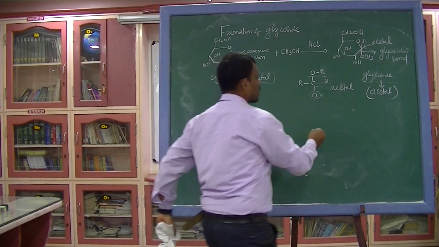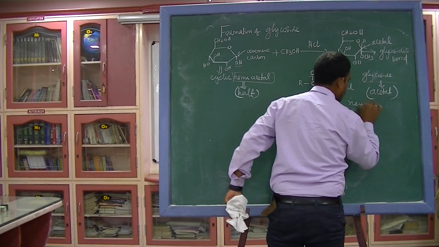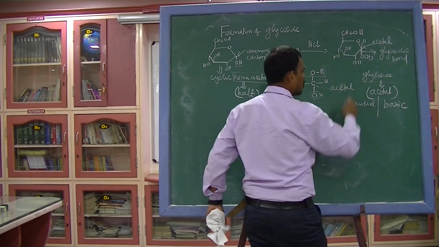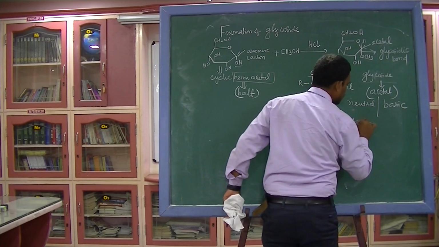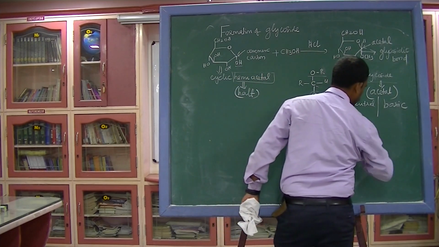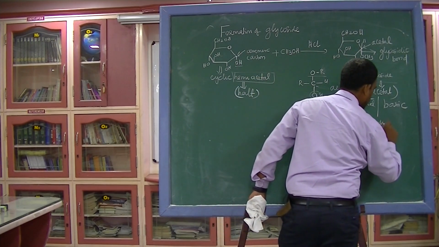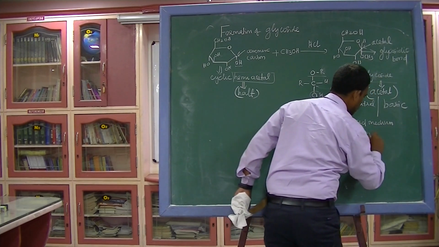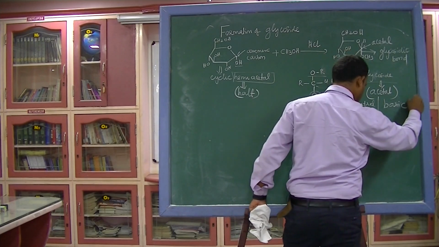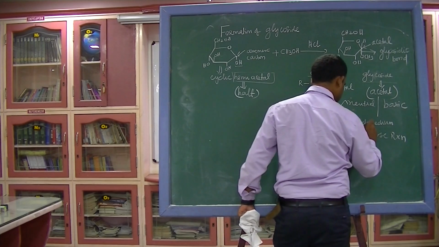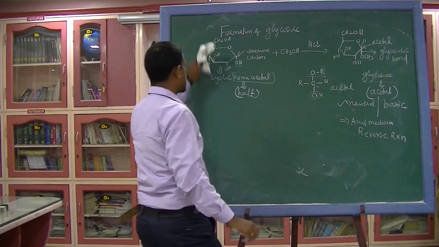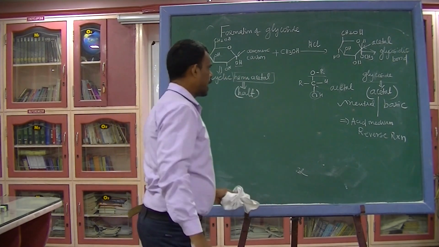Acetals are stable in neutral as well as in basic medium, whereas in acidic medium they are converted back into the corresponding hemiacetal plus alcohol. So in acidic medium the reverse reaction happens. It is stable only under neutral or basic conditions, whereas in acidic medium the acetal is converted again into the hemiacetal plus alcohol. So this is nothing but glycoside formation.